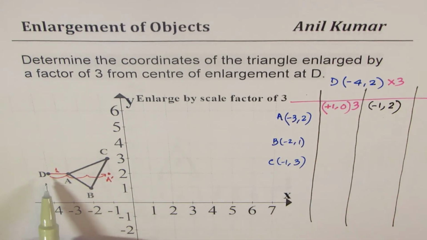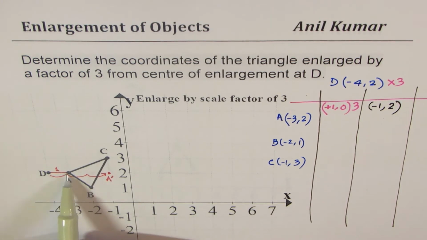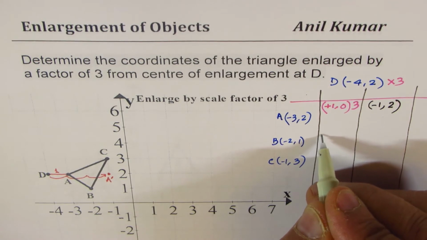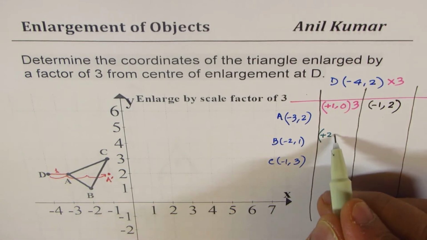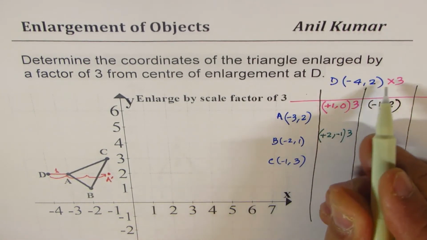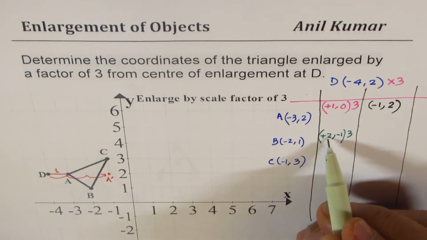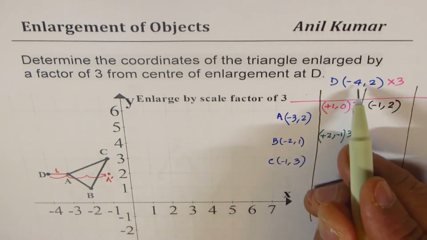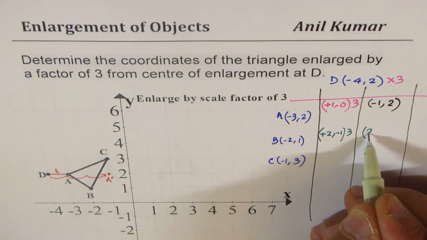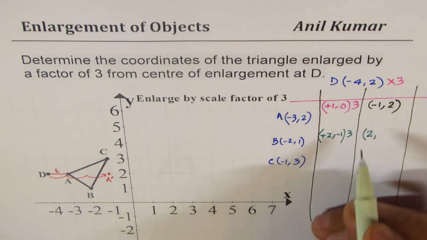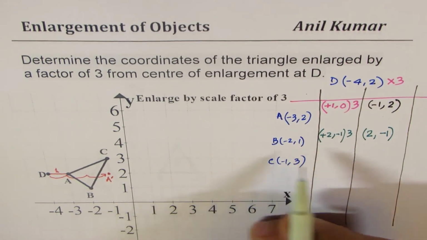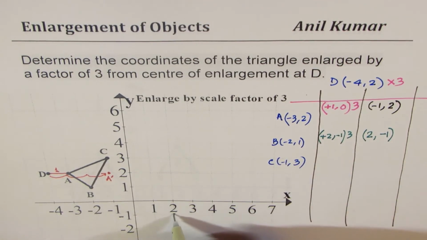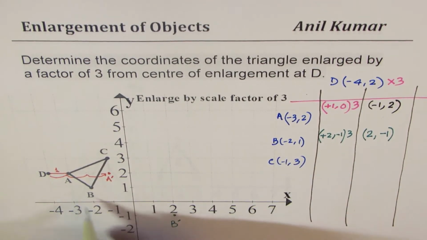Point B. So if I have to move, how much do I move from D to B? As far as x value is concerned, 2 units right. So we do plus 2 as far as x is concerned, and y 1 down, minus 1. And we have to multiply this by 3. So 3 times 2 is 6. When you add 6 to minus 4, what do you get? You get 2, right? 6 minus 4. Minus 3 plus 2 is minus 1. So point B should be at 2, minus 1. So that should be point B dash, the image of B.